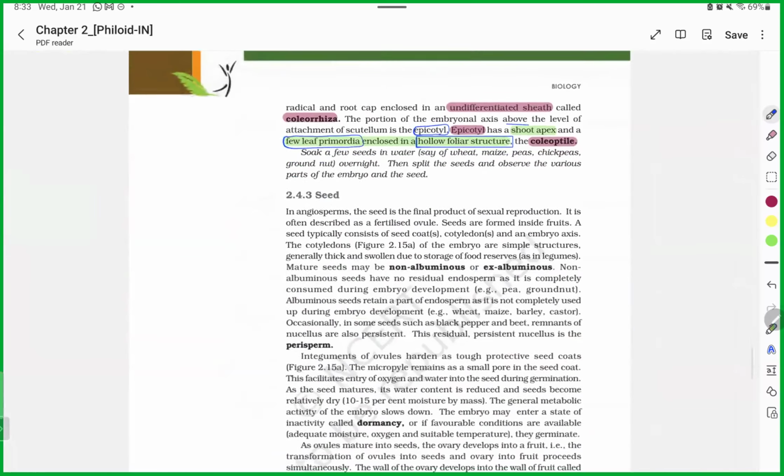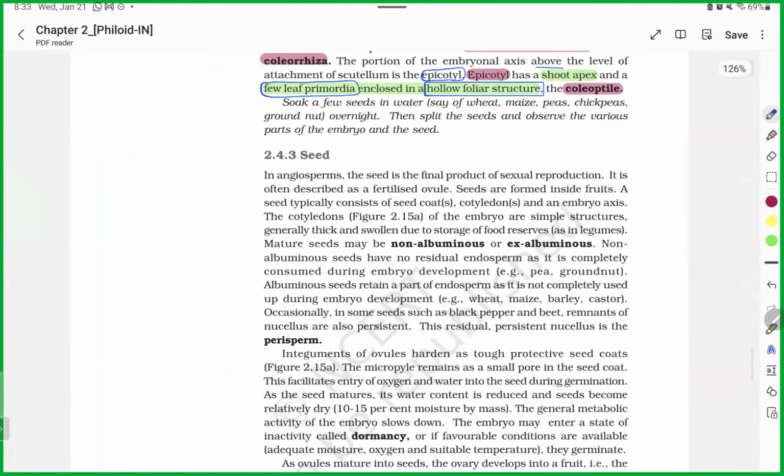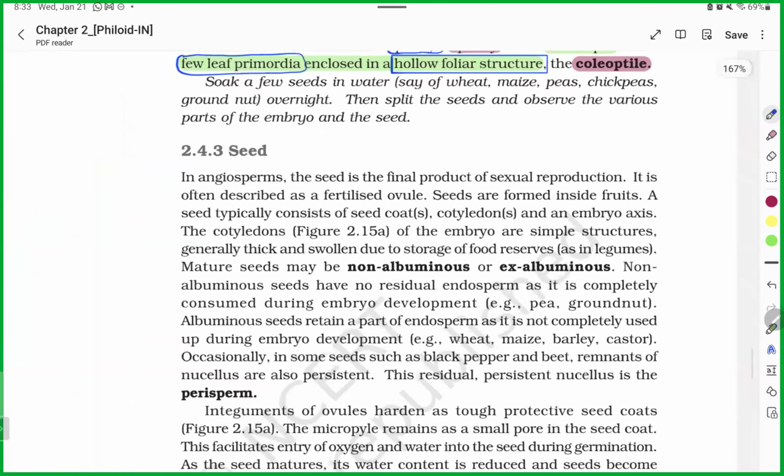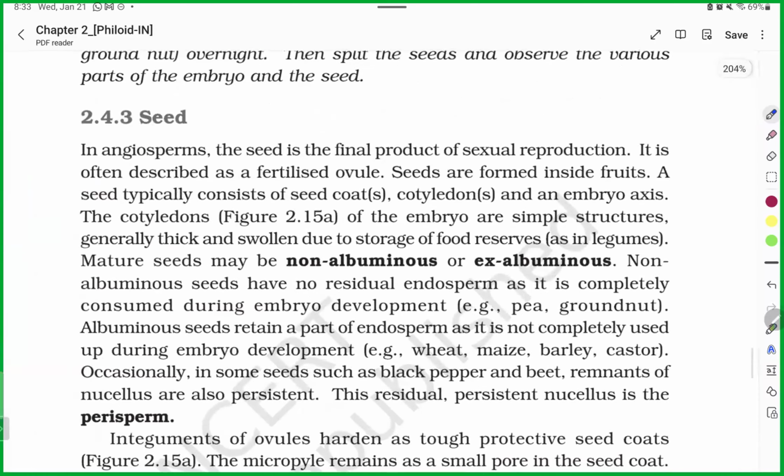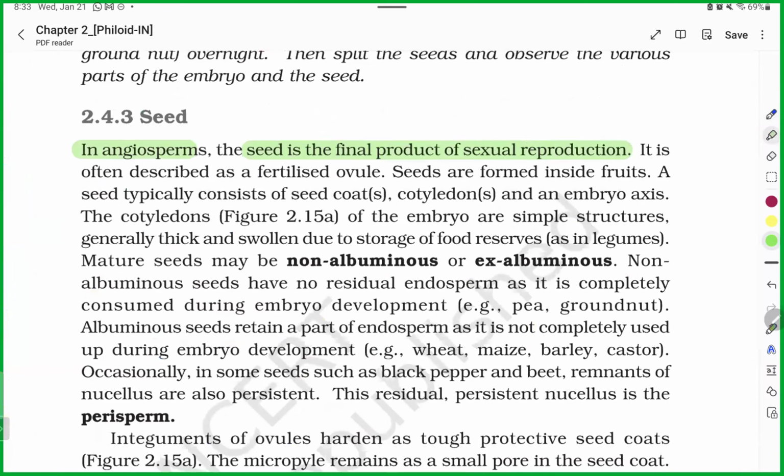Seed, because we have questions from the perisperm also. In angiosperms, seed is the final product of sexual reproduction. The same thing happens in gymnosperms also. Gymnosperms also have seed. So this is a fertilized ovule. Yes, ovule after fertilization forms seed. In angiosperms you have fruit, so the seed will develop inside the fruit.